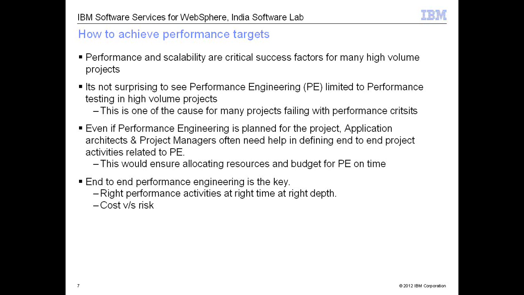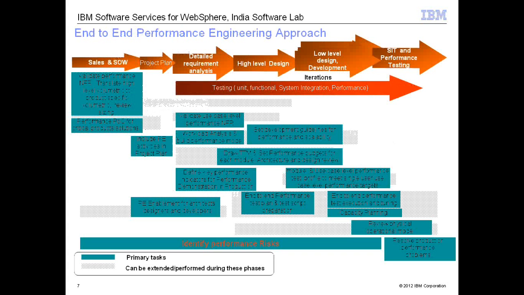So let's take a look at how this end-to-end performance engineering life cycle looks, starting from proposing the solution till the time we deploy. You would see a number of boxes which talk about what all needs to be done. Again, as I was mentioning, the key is when we do it, what we do, and to what extent we do it. Right time, right task, and right depth are the key. And choosing the right use cases is also key.